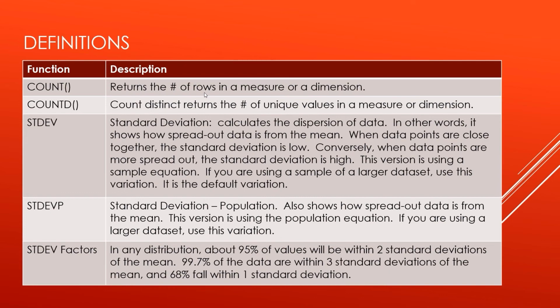And then you have STDEVP, which is standard deviation population. This also shows how spread out data is from the mean. This version is using the population equation. If you're using a large data set, use this variation. And then at the bottom, because you'll see this when we get in there, the standard deviation factors. In any distribution, about 95% of values will be within 2 standard deviations of the mean. 99.7% of the data are within 3 standard deviations of the mean, and 68% fall within 1 standard deviation. And you'll be able to visually see that when we get to that lesson.